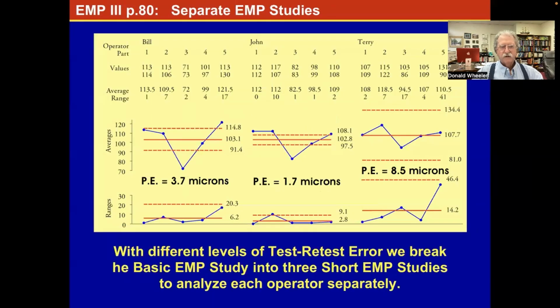With different levels of test-retest error, we break the basic EMP study up into three short EMP studies to analyze each operator separately. So Bill is producing measurements that are good to within 4 microns. John is producing measurements that are good to within plus or minus 2 microns. And Terry is producing measurements that are good to plus or minus 8 microns.